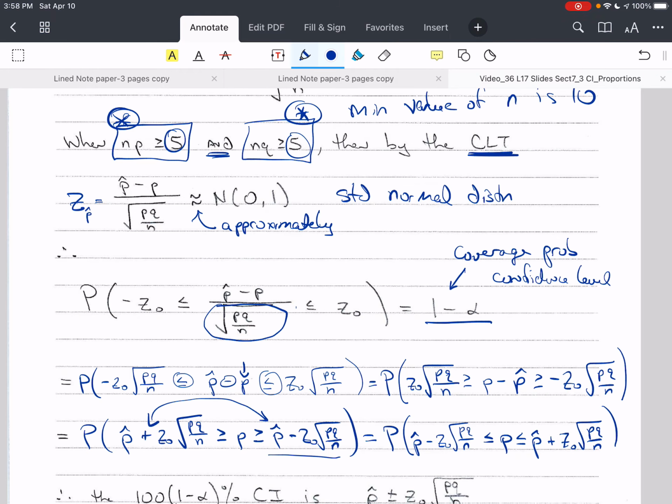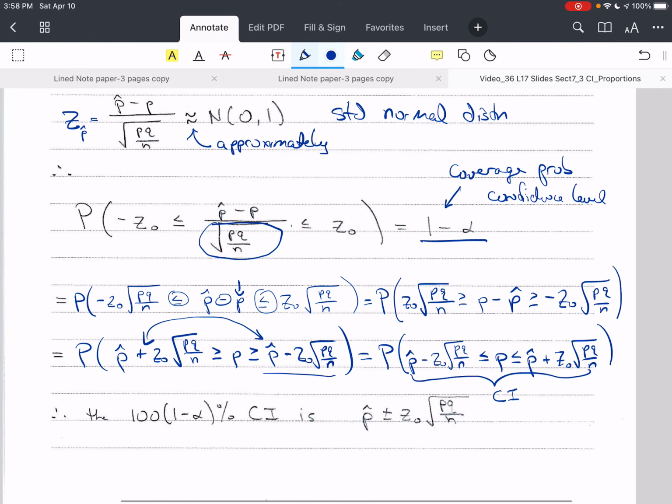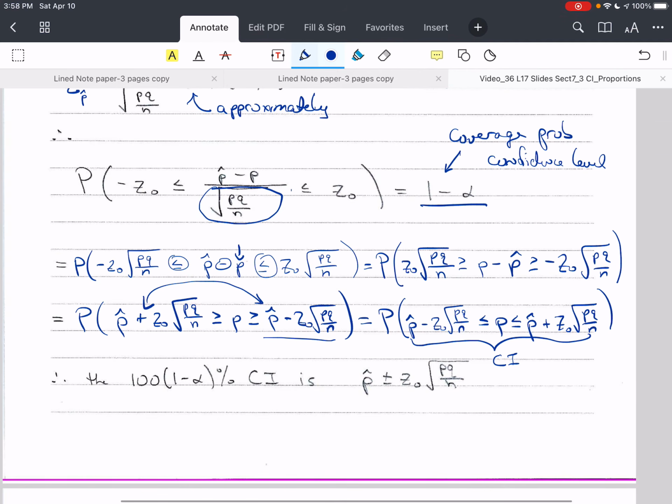And so this is my 1 minus alpha times 100% confidence interval. So I could write that as p hat plus or minus z naught times the square root of pq over n, where the probability that z is greater than z naught is equal to alpha over 2.